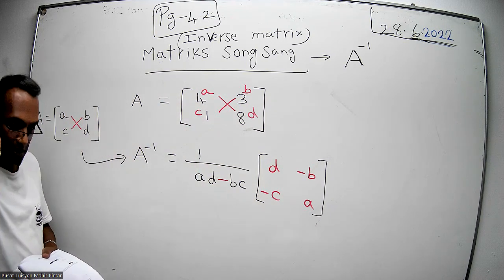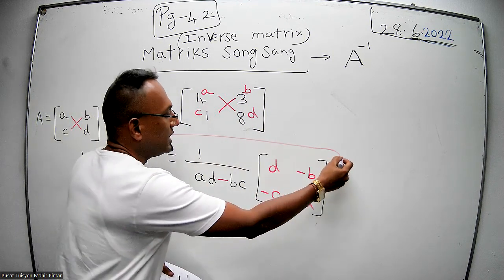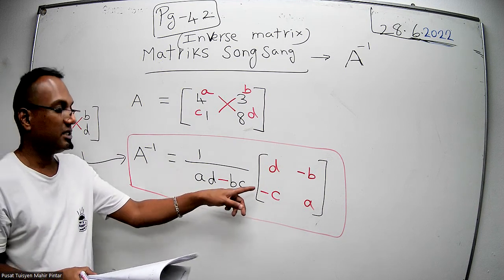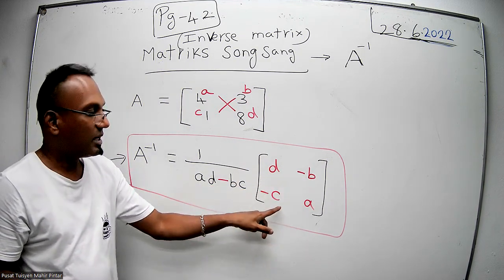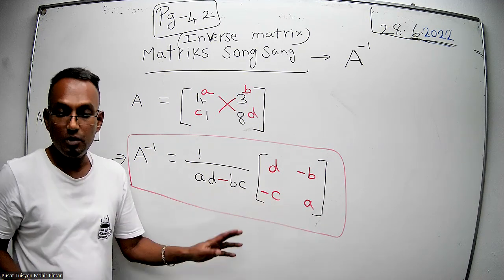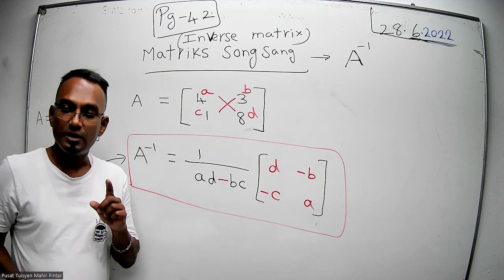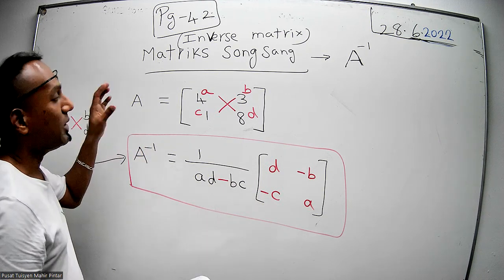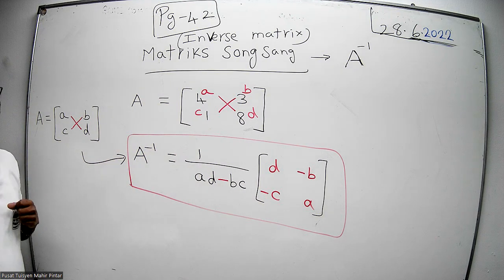Are you getting the formula? Check the formula again: A inverse equals 1 by AD minus BC. Inside the bracket, we have D, minus B, negative C, and A. Do you get it? So don't just memorize; understand it easily. Of course, you have to memorize, but you do it systematically. Make it fun.